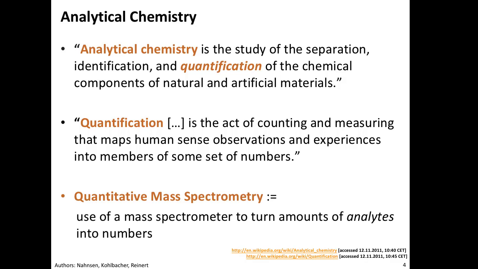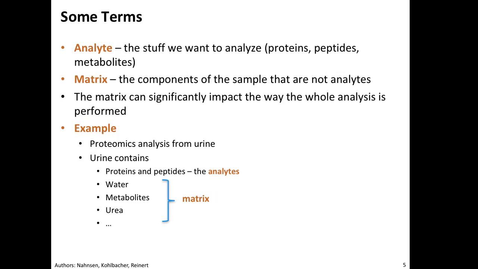And then quantitative mass spectrometry, in consequence, is the use of mass spectrometers to turn the amount of analytes into numbers. And I use the reasonably vague term amount because there are different ways to actually describe and measure what we're looking for. There are a few terms that you probably have heard that are worth mentioning and defining a bit more accurately.